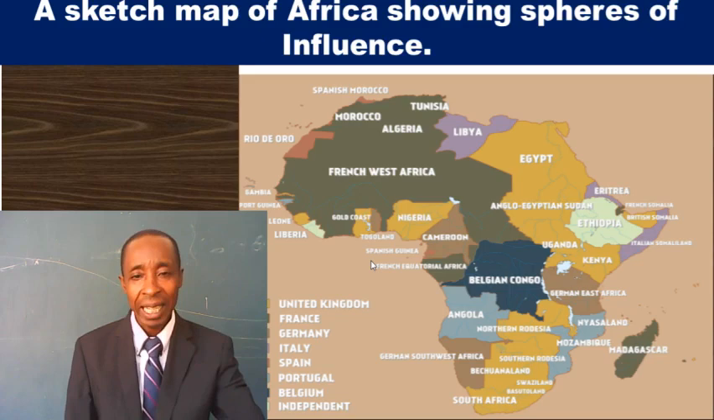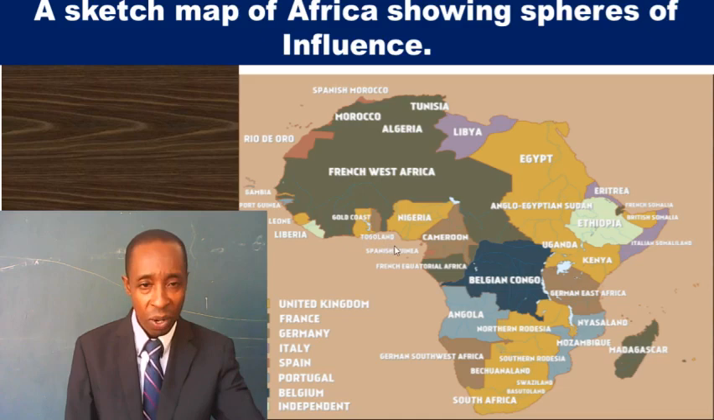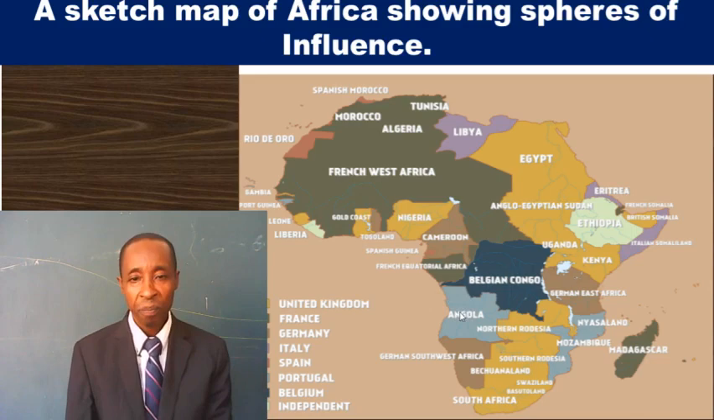Italy. Italy is here. We're seeing that purple there is Italy. Another one here, Eritrea is Italy. And Somalia here is also Italy. I want to take you to Portugal. Portugal is here. I hope we're seeing blue. Also seeing blue there. It is also Portugal.